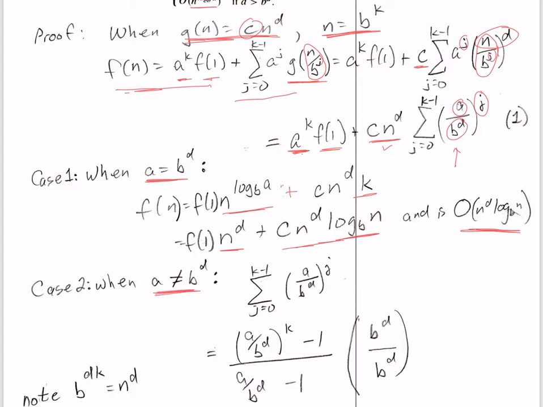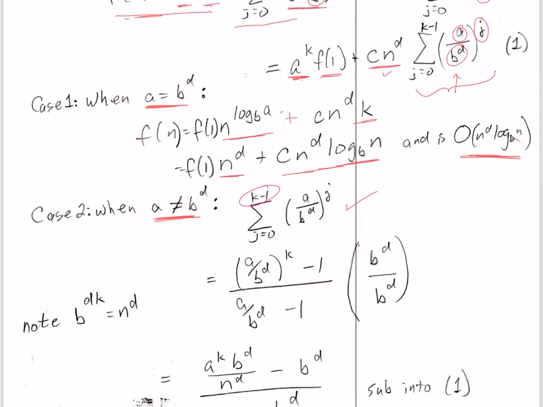We'll tackle them with a single case. A is not equal to b to the d, and then we'll break it down to see which term dominates. All right, when a is not equal to b to the d, we don't have quite so simple a sum, but we do have a truncated geometric sum right here. So I can apply our formula, which will be the argument raised to the k power minus 1, when k minus 1 is my upper range, over the ratio, a over b to the d, minus 1. All right, that's just straightforward application of our formula.